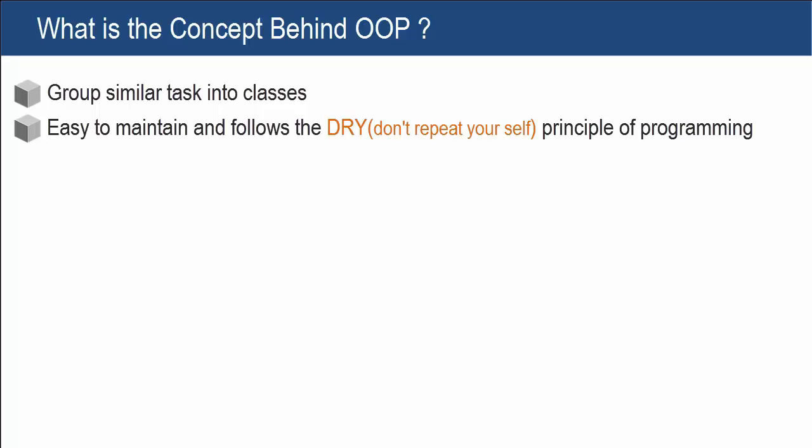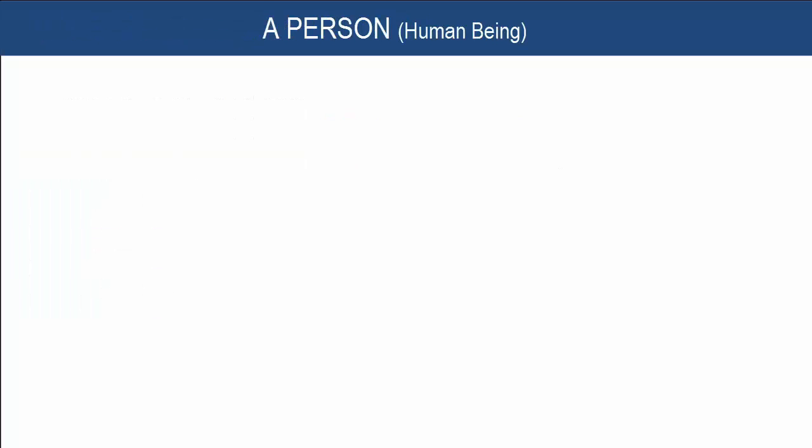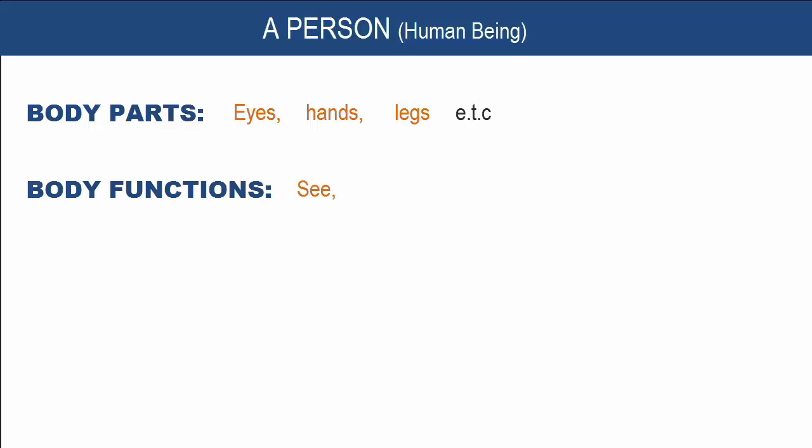Object-oriented programming revolves around objects and classes, and various other concepts like inheritance, polymorphism, abstraction, and encapsulation. In order to understand the concept behind OOP, let's use a person as an example. We know that every person has body parts such as eyes, hands, legs, etc. Then every person can see, walk, talk, hear, etc.